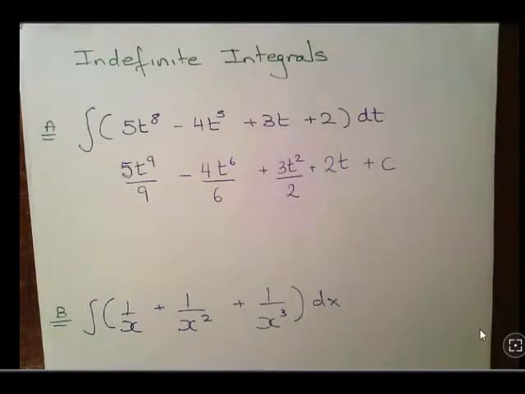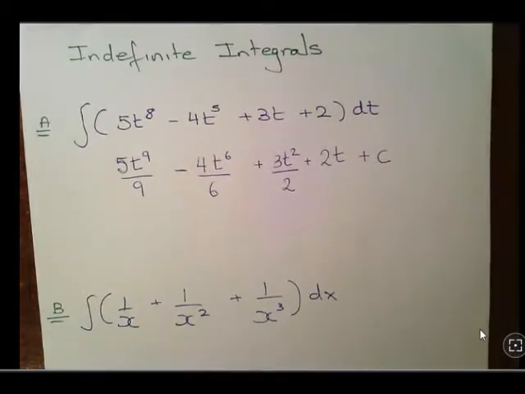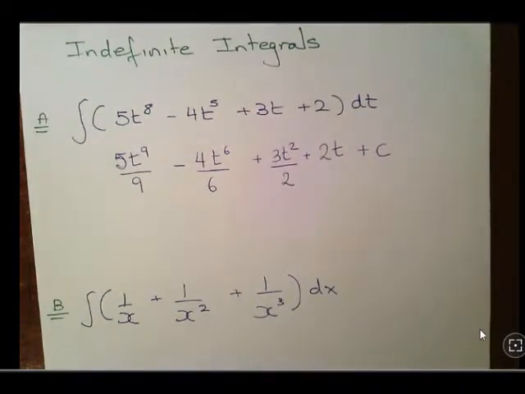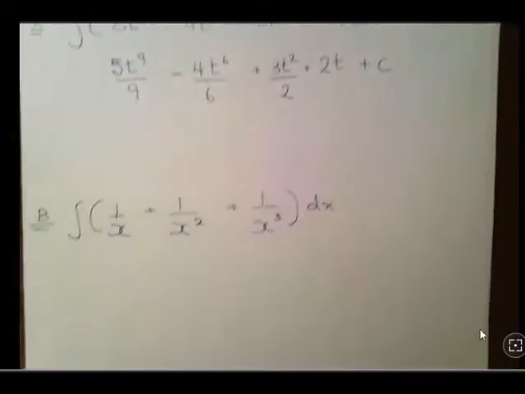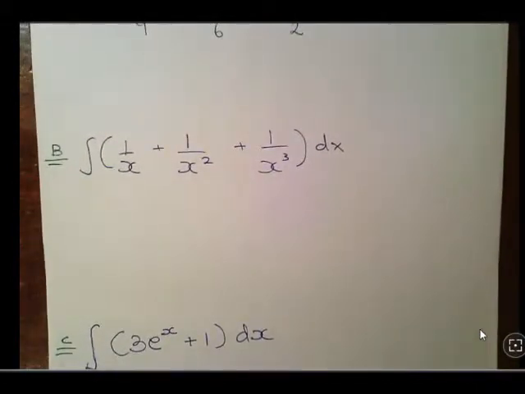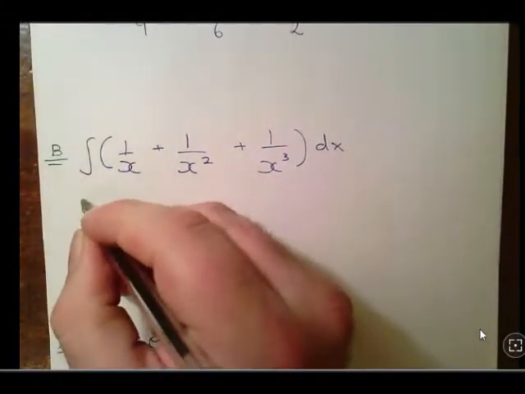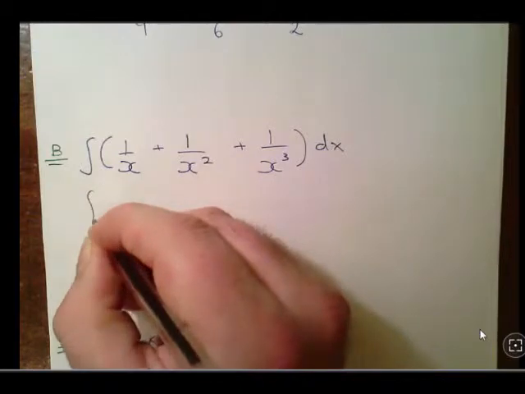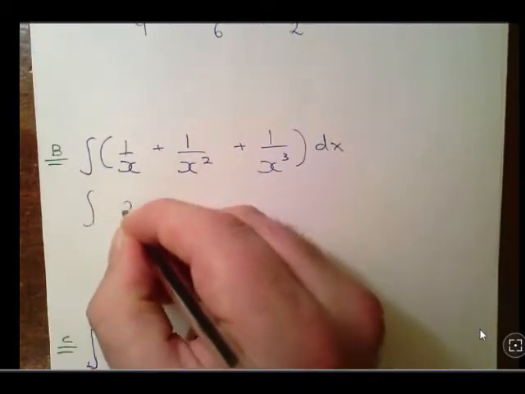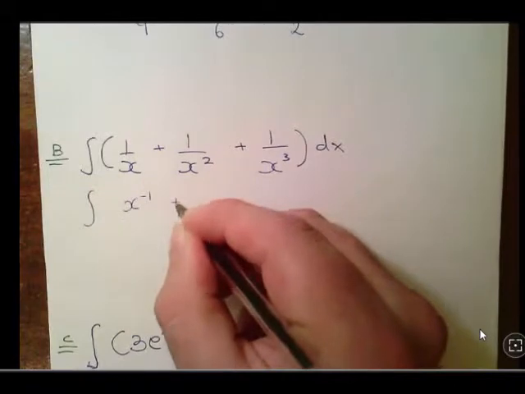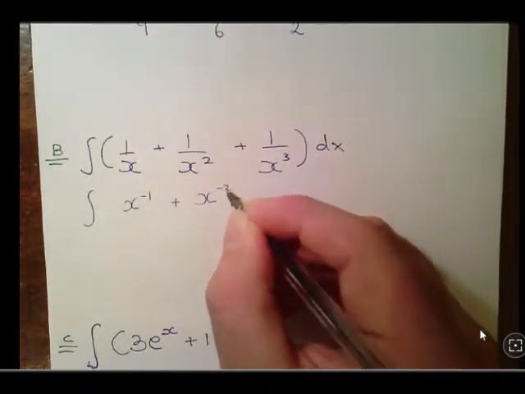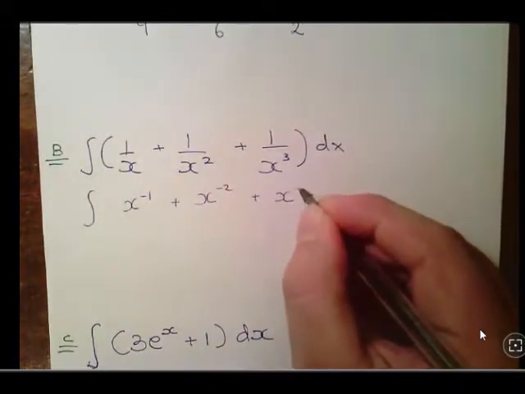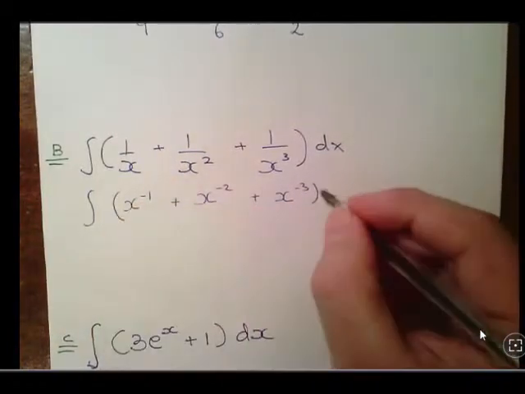So that is good enough to start off with. You can try to simplify them on an ongoing basis, but I'm not going to do that this time around. Okay, the integral of 1 over x plus 1 over x squared plus 1 over x cubed. I'm going to rewrite that as follows: x to the power of minus 1 plus x to the power of minus 2 plus x to the power of minus 3, dx.